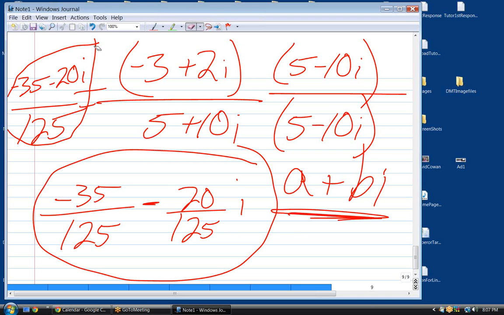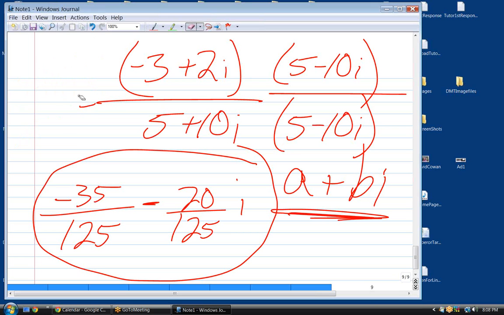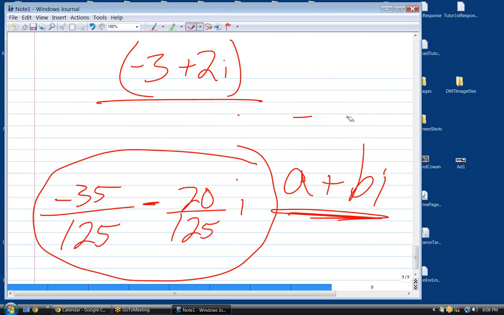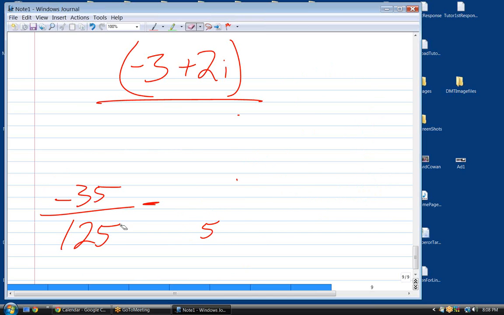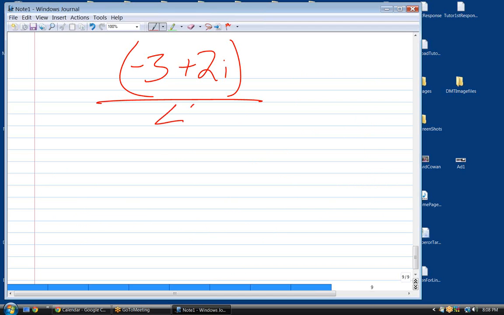Now, let's do the problem you have, which is dividing by 4i. The reason I wanted to do the first one was because that concept of the conjugate is extremely important. What's the conjugate of 4i? The numerator is 3 minus 2i.